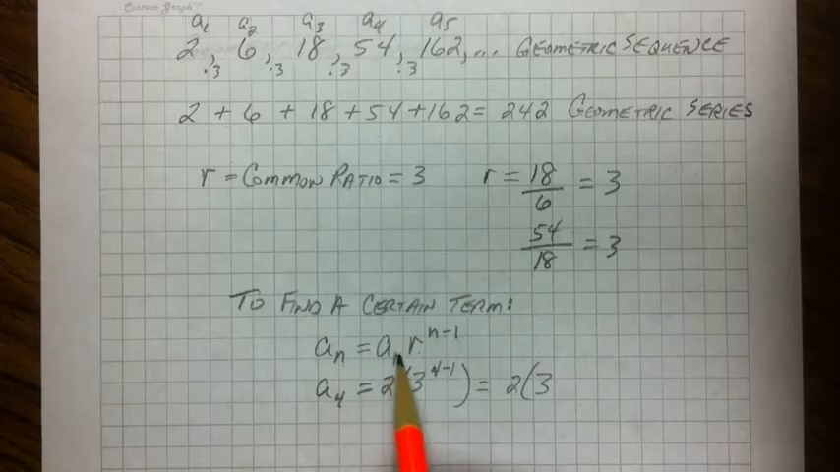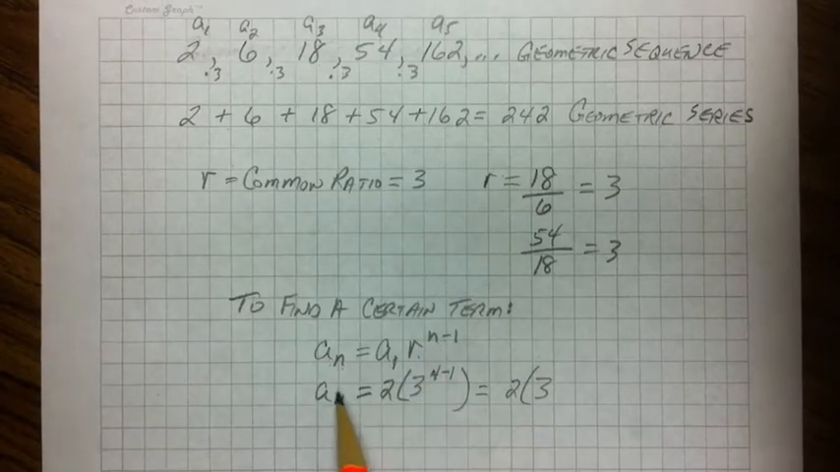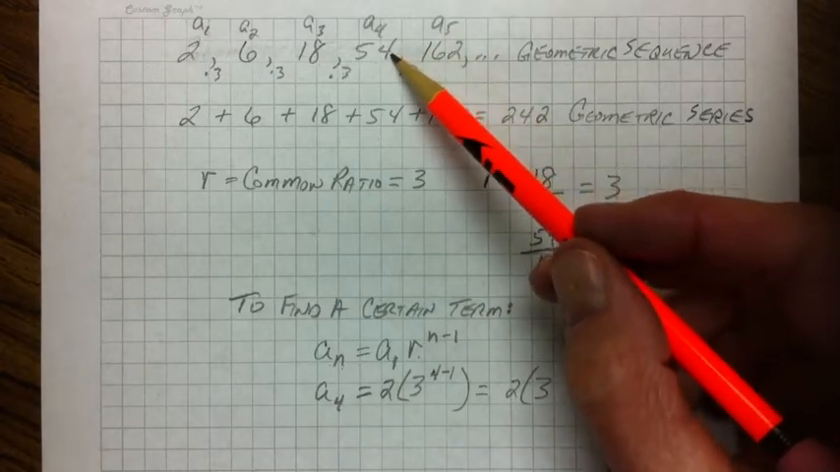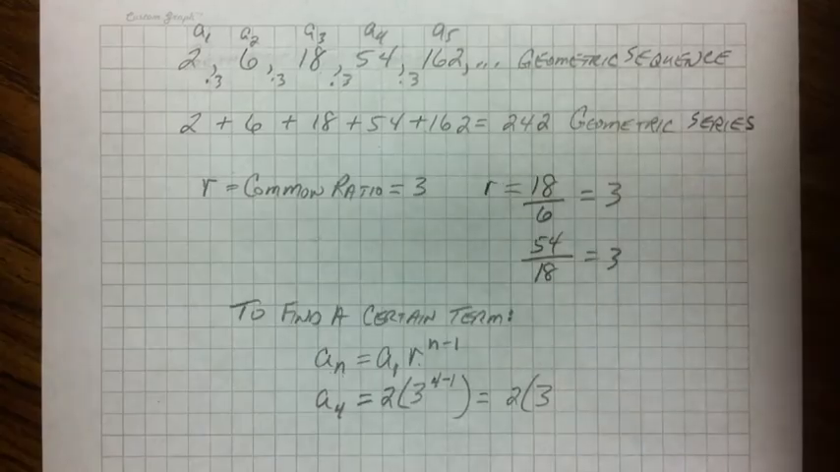Now what if I want to find a certain term in this geometric sequence? Well, I would use this handy little formula right here. It says whatever term you're looking for, you need the first term times the common ratio raised to the n minus 1 exponent. All right, so let's say I want to look for the fourth term. Now we've already found the fourth term by hand up here. It's 54. But for larger numbers, like if I wanted to find the 100th term or the 1000th term, I'd want to use this formula here.